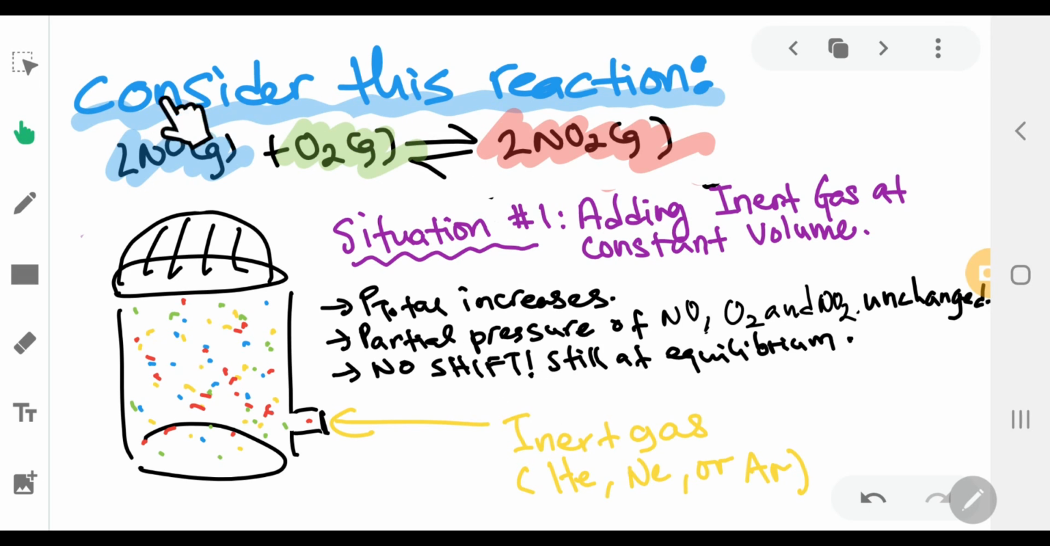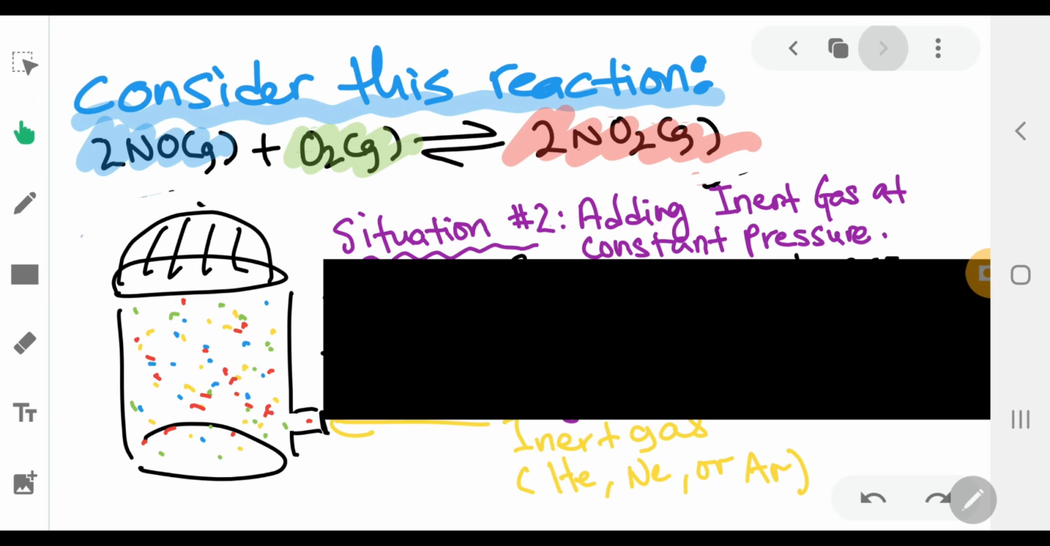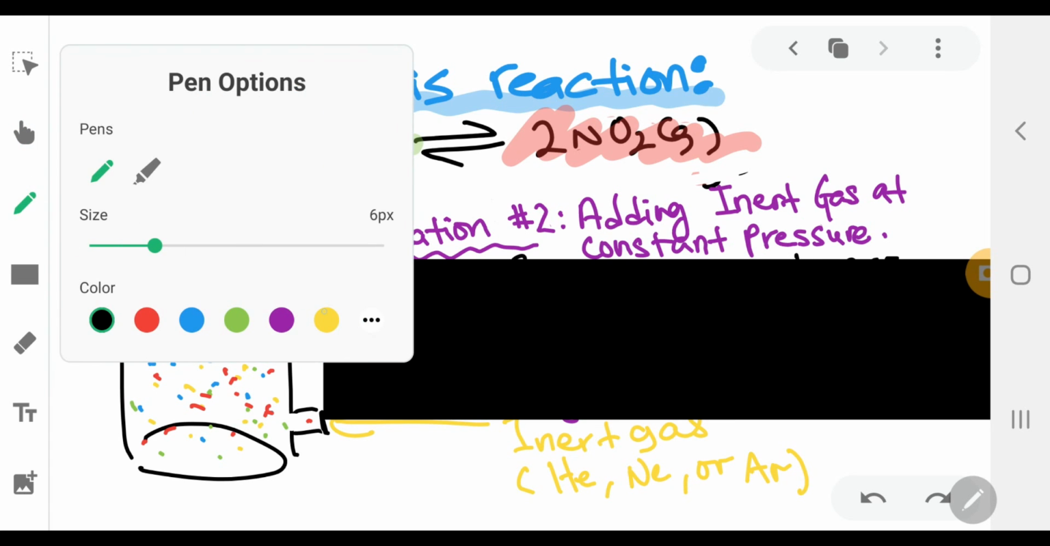Therefore, when you add inert gas at constant volume, the reaction will always stay at equilibrium. So no shifting will occur. It will be different though for this situation. Now we have a second situation where you're going to add inert gas at constant pressure. So now you want to keep the P total constant.